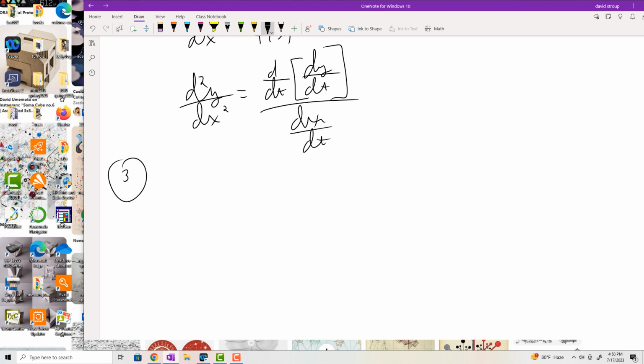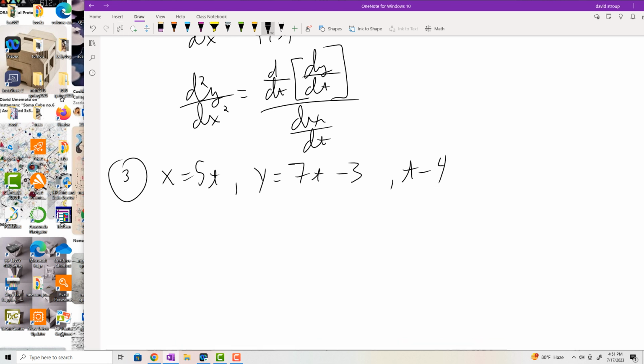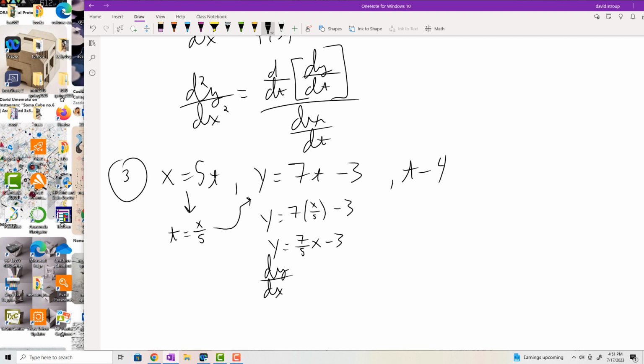Number 3 is where we'll start, so a pretty simple one. And you should be able to, at least in these examples, produce the normal derivative. Okay, so what do I mean by that? Well, you can eliminate the parameter here. So I could say t must be x over 5, and then put that into the y formula. So y is 7 times x over 5 minus 3. So y is 7/5 x minus 3. So I'm saying that the derivative with respect to x is going to be 7/5, basically the slope. And then the second derivative with respect to x is 0.